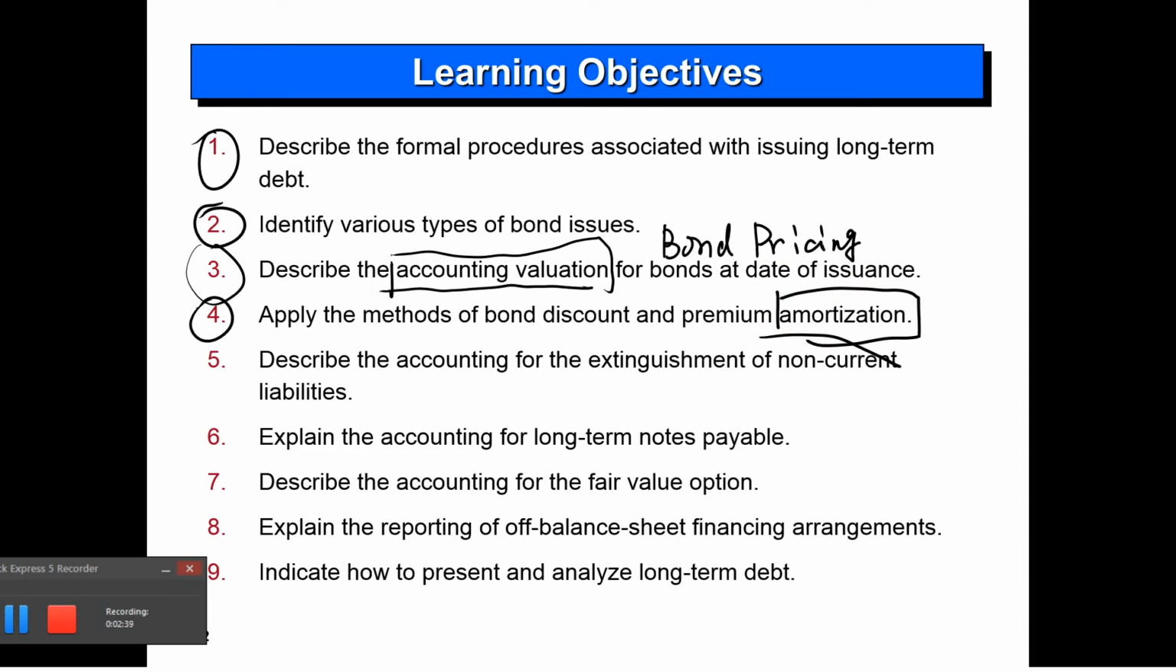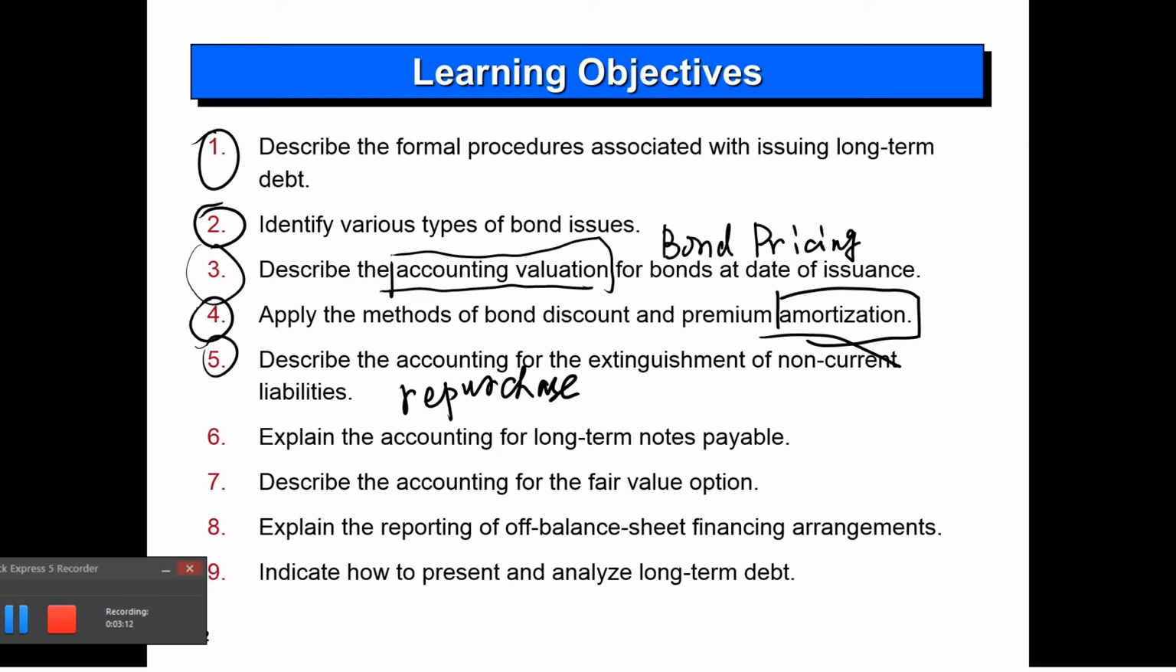Okay. Five, describe the accounting for extinguishment of non-current liabilities. This is also quite important. So basically, this is a repurchase, or repo. Sometimes people call it repo. Repurchase of bonds issued. You need to be clear here. Here we're talking about early extinguishment of non-current liabilities, meaning the bonds have not matured yet.